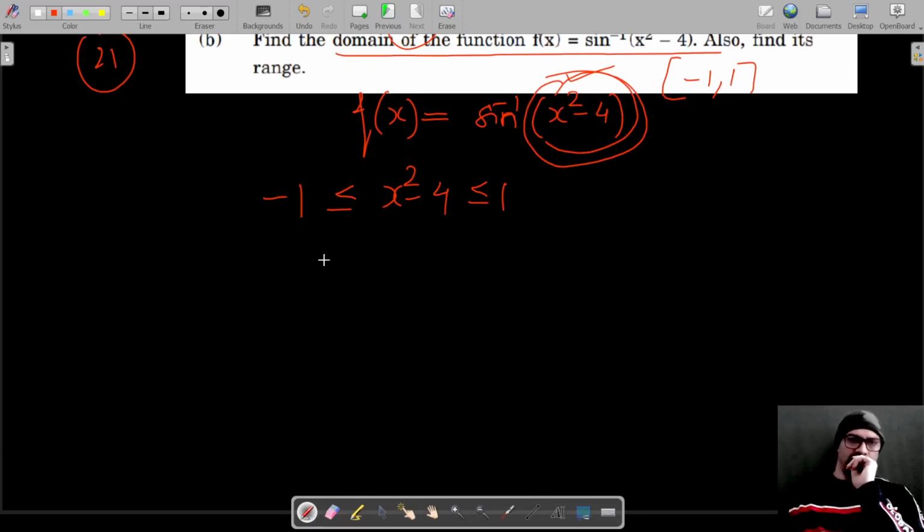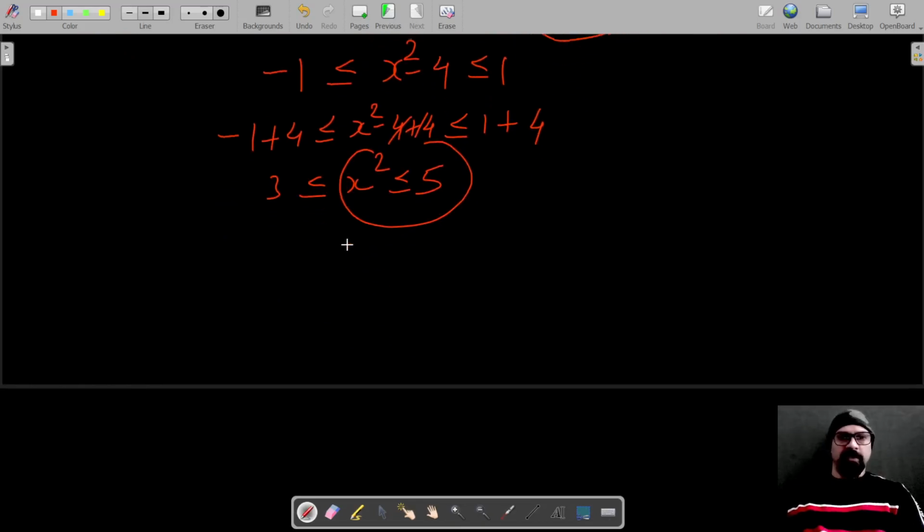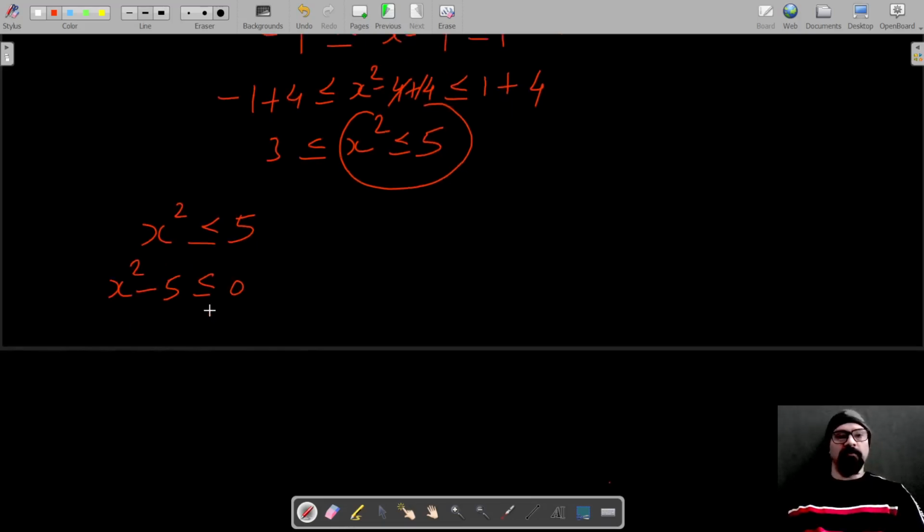So let's try to find the value of x from here. If I have to find the value of x, let me add 4 to every term here. So this gives me 3 is less than or equal to x square, which is less than or equal to 5. Let's consider this part of the inequality first, which says x square is less than or equal to 5. So that means x square minus 5 is less than or equal to 0.